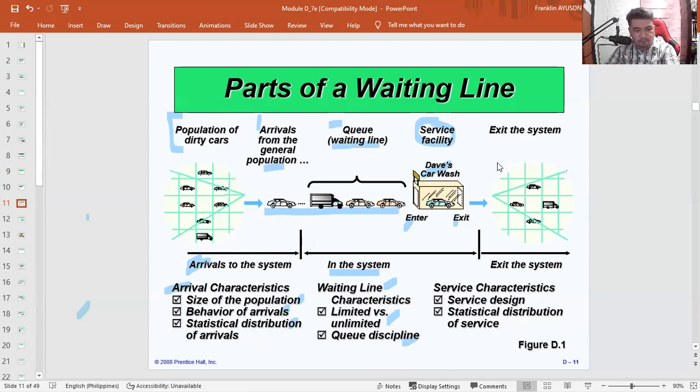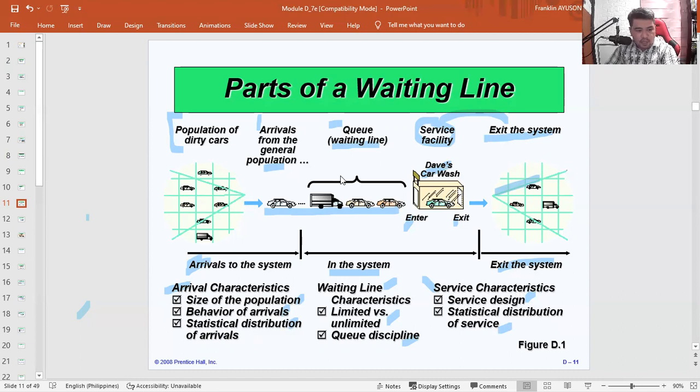Okay, what else? We also have, finally, the exit to the system. As you can see, nag-exit na siya dun sa facilities. Okay, these are service. We talk about here from the service facility to the exit to the system. It covers the service characteristic. So you have the service design, the statistical distribution of services.